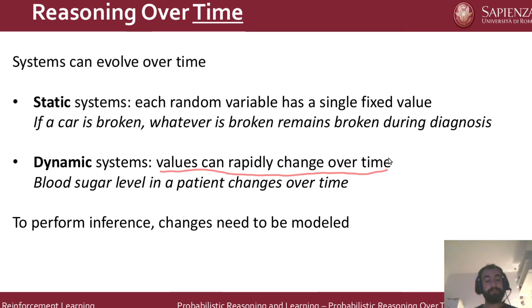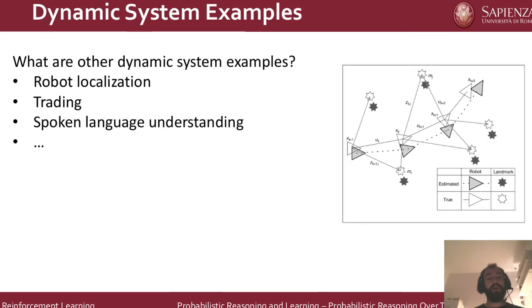analysis or observation. So in order to perform any kind of inference, we need to be able to model and understand what these changes are. In practice, we are dealing with dynamic systems like robots, trading systems, or systems for spoken language understanding. Here I have an image of the robotics case. If a robot is moving in an environment, this is of course an example of a dynamic system whose values are changing over time.